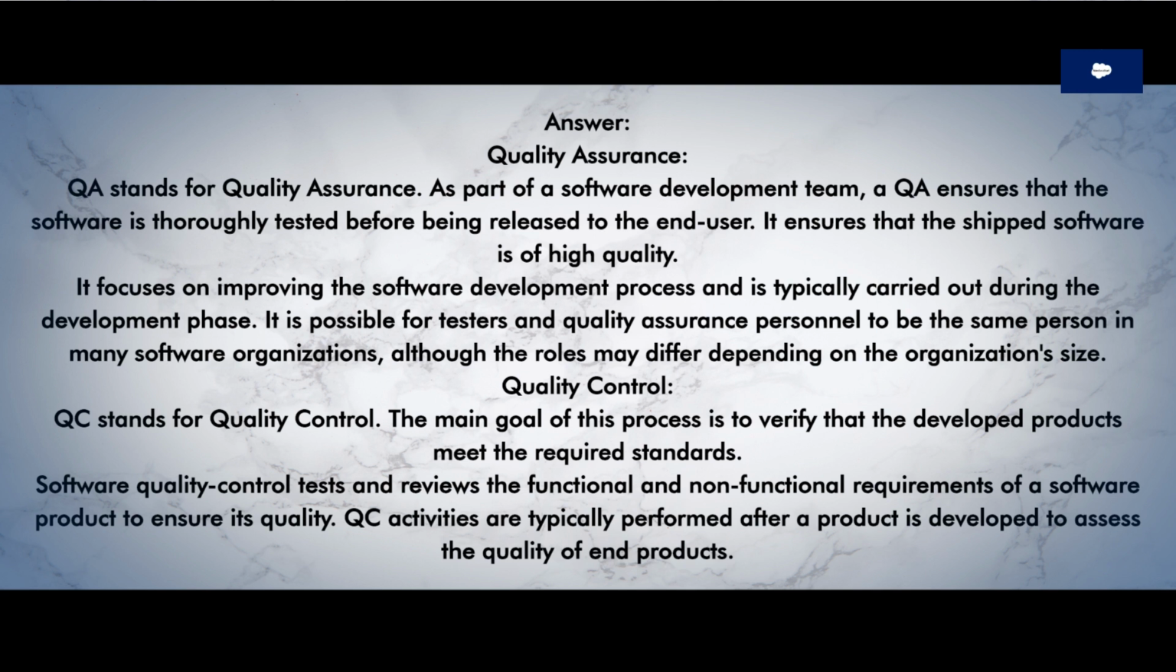Quality control. QC stands for quality control. The main goal of this process is to verify that the developed products meet the required standards. Software quality control tests and reviews the functional and non-functional requirements of a software product to ensure its quality. QC activities are typically performed after a product is developed to assess the quality of end products.